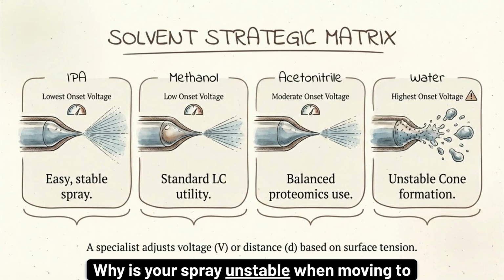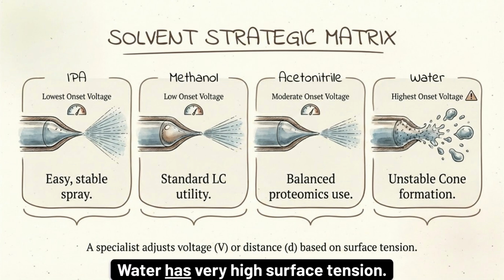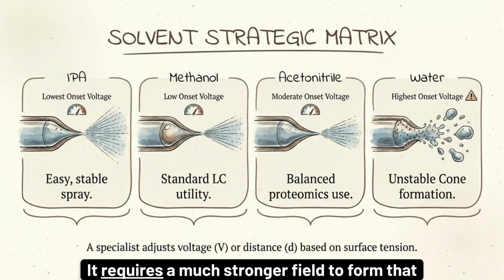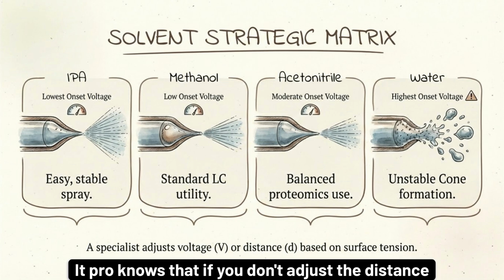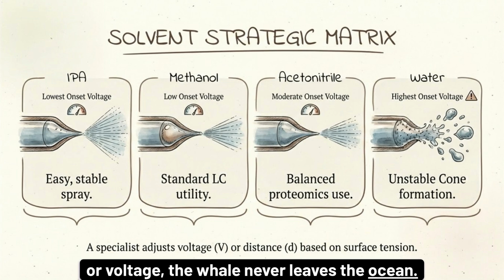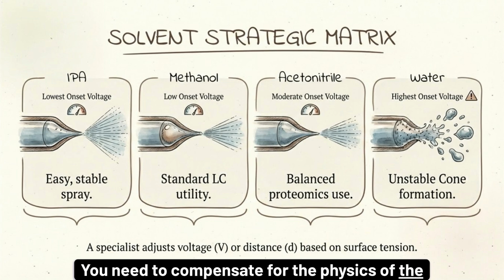Why is your spray unstable when moving to 100% water? Water has very high surface tension. It requires a much stronger field to form that cone. A pro knows that if you don't adjust to distance or voltage, the whale never leaves the ocean. You need to compensate for the physics of the solvent.